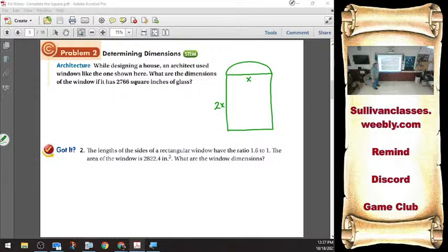All right, who remembers geometry? How do you find the area of this figure if that's a semicircle at the top? A circle is pi r squared, so I'm going to have length times width.